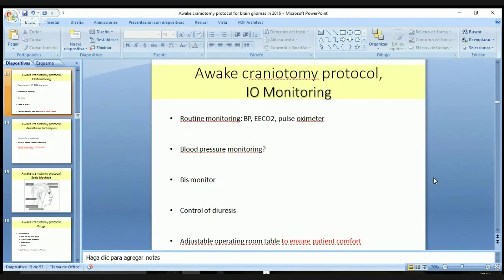We need to monitor interpretively, such as blood pressure and carbon dioxide, with a pulse oximeter, the monitorization of the blood pressure, and a breast monitor. We need to control the diuresis of the patient. We need an adjustable operating room table to ensure the patient's comfort.